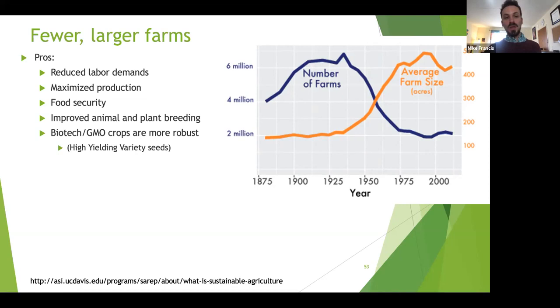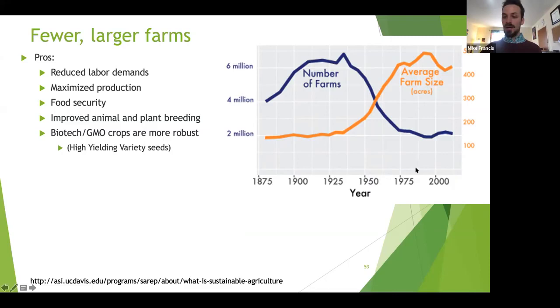You can improve your animal and plant breeding techniques. If you have all the animals and plants in one spot, then you could put the best technique there and sort of optimize it that way. And these GMO crops are more robust. You can have high yielding GMO crops. I'll talk about GMOs a little bit later.